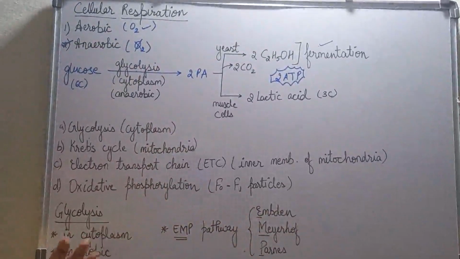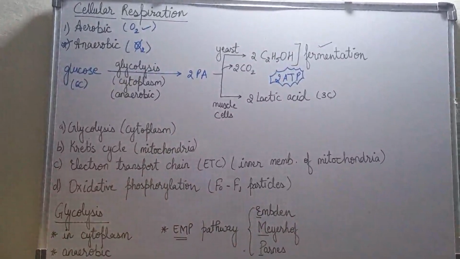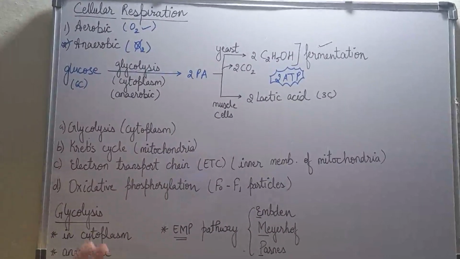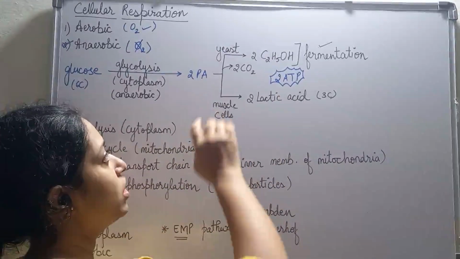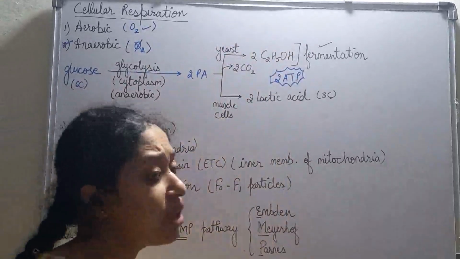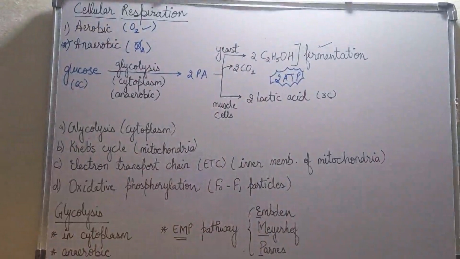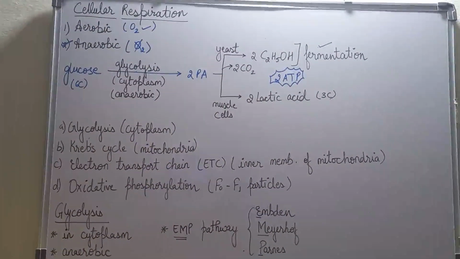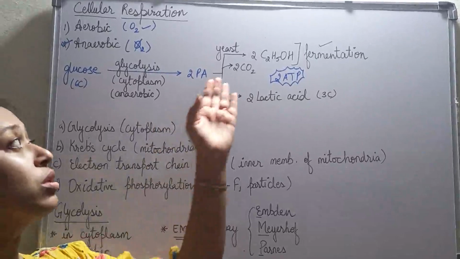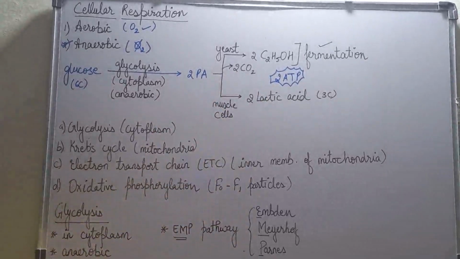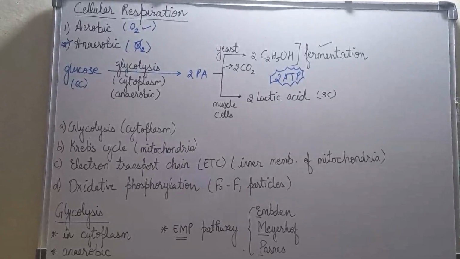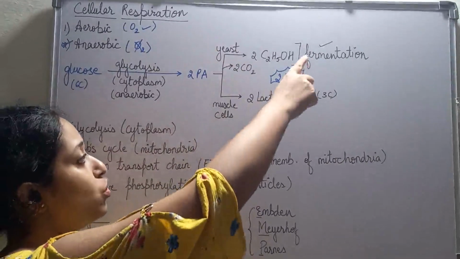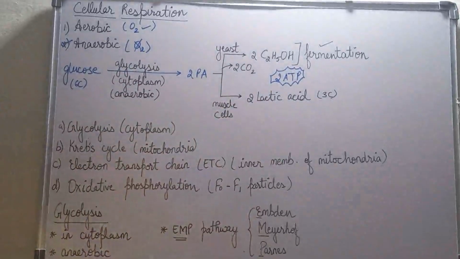If aerobic respiration would have taken place, then 36 ATP would have been formed. But since this is anaerobic respiration, that's why just 2 ATPs are formed. This is what occurs during making of wine. As well as this process, this fermentation is also done in bakeries for making bread, pizza base, cakes, and all fermented items.